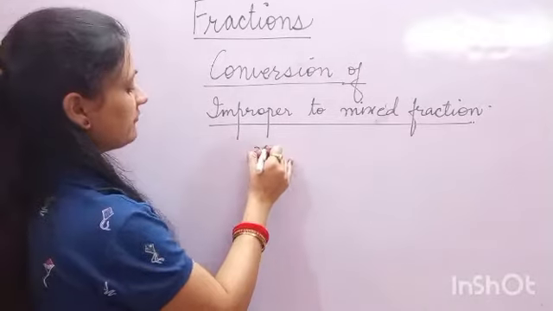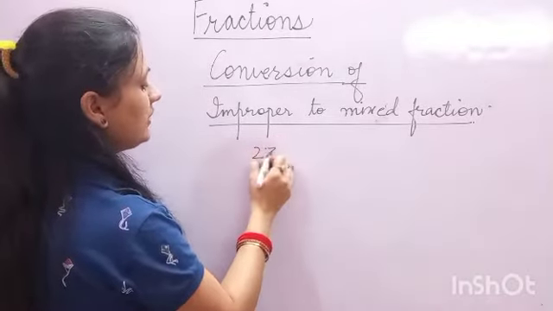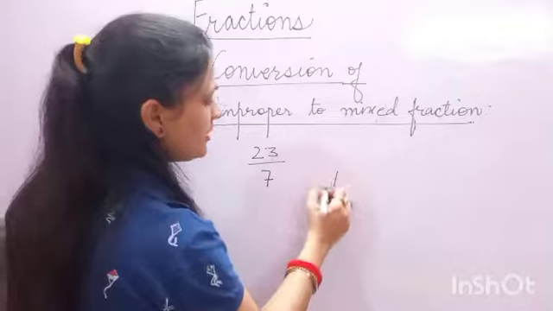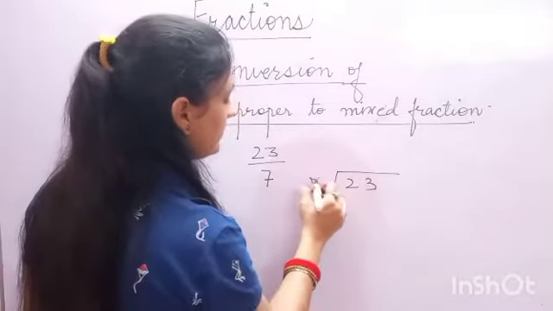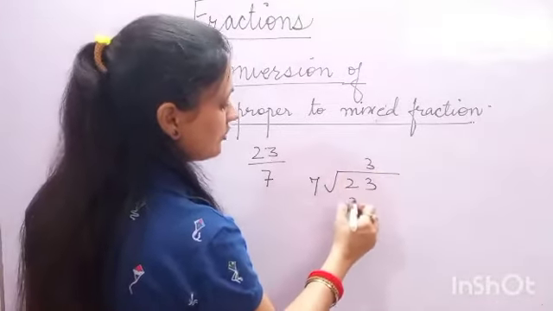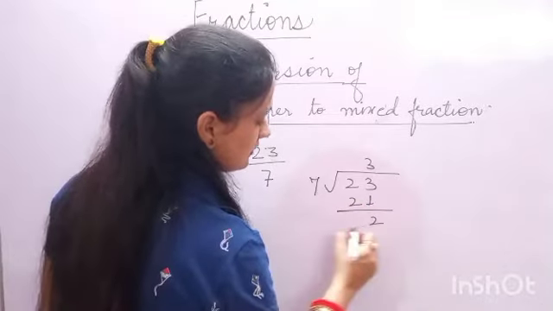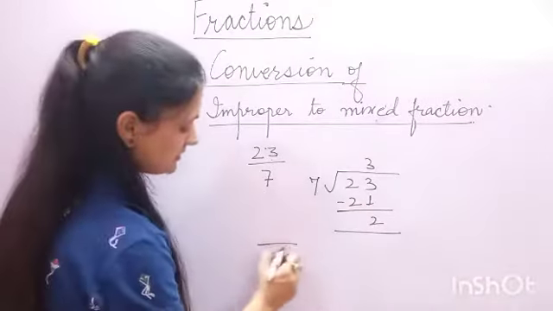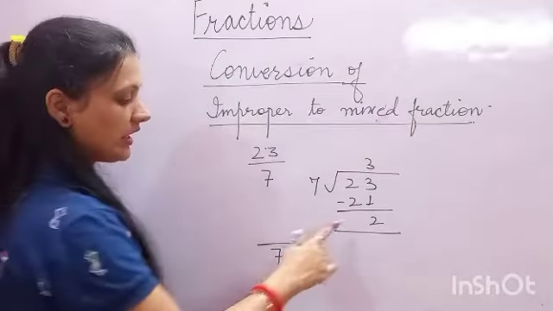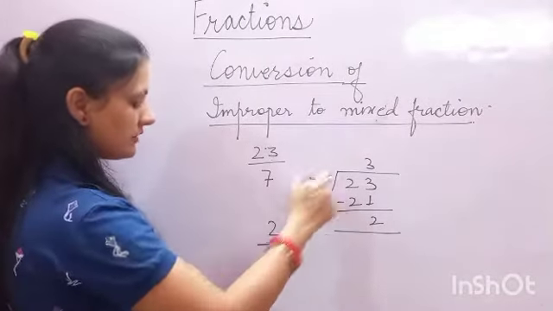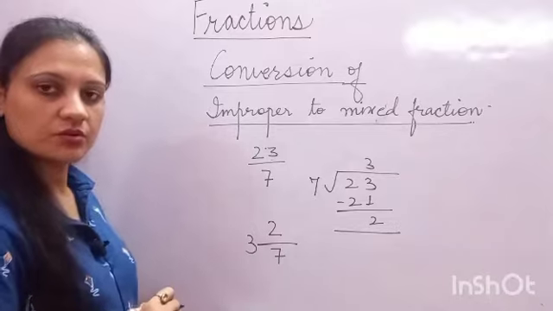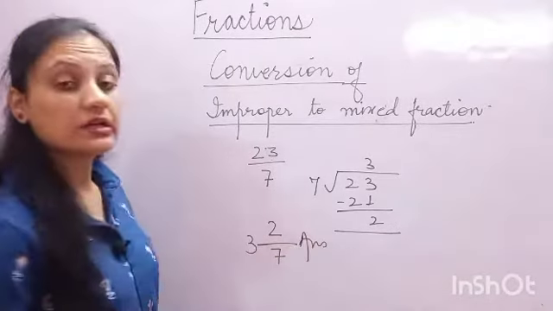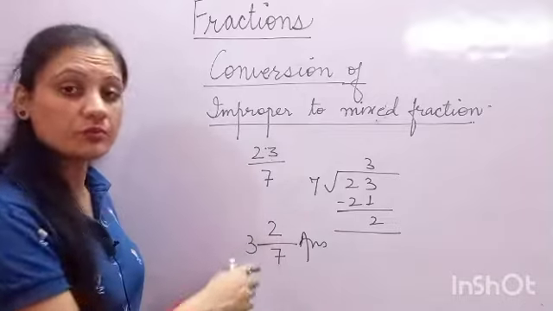Suppose the fraction given is 23 by 7. This is an improper fraction, right? Because the numerator is greater. Very simple. We simply divide this. 7 3s are 21. Okay. So how to write it down? See, the denominator will be the same as given in the question, 7. And this remainder goes on the top and this comes as a whole, right? So this is 3 whole 2 by 7.